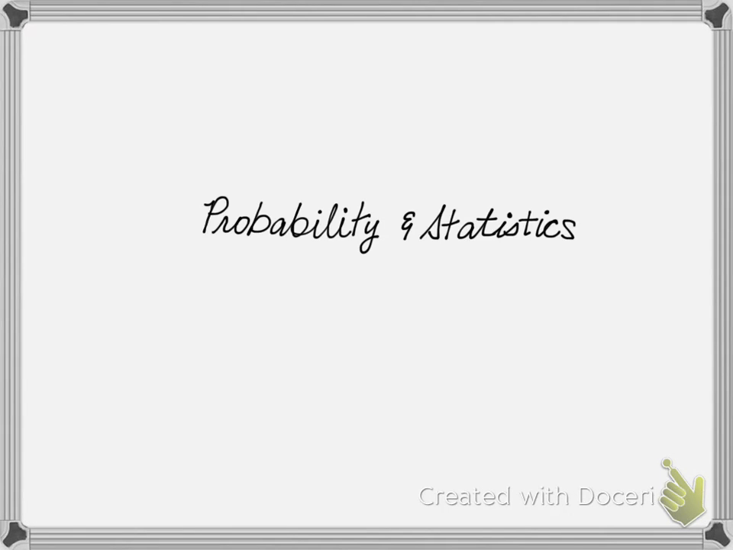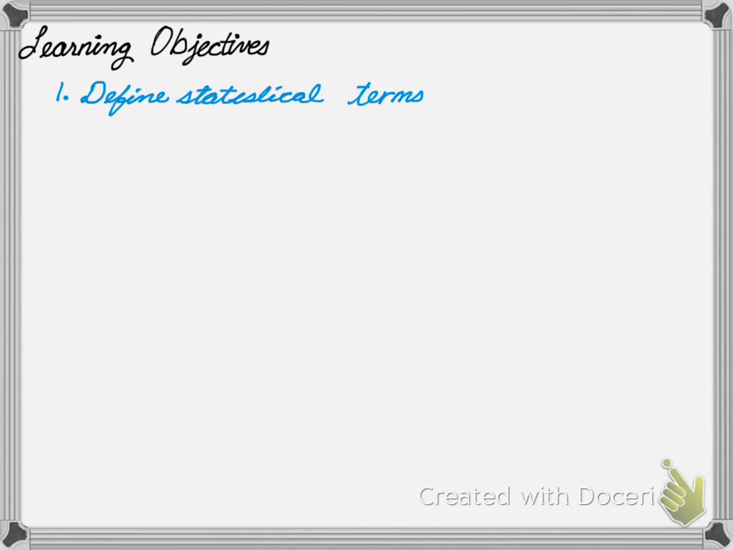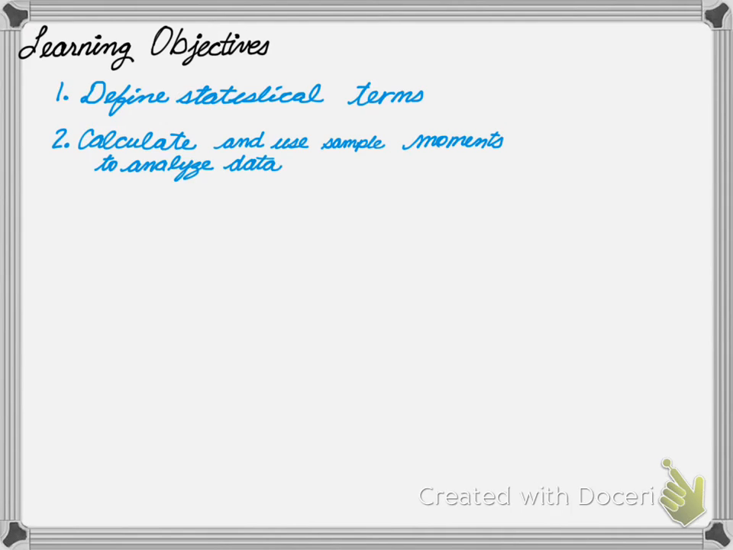This lecture will cover probability and statistics. Over the course of this module, you will learn how to define statistical terms that you should have been introduced to during your undergraduate statistics course. In addition, you'll calculate and use sample moments to analyze data. We will define what sample moments are, which are your mean, variance, skew, for example.